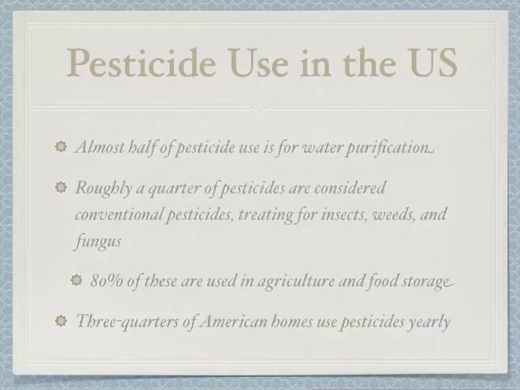Pesticide use in the United States. Currently, almost half the pesticides we use are used for water purification, and then a quarter of the pesticides we used are considered conventional pesticides. These are most likely what you think of when you think of pesticides, treating for insects, weeds, or fungus in crops. 80% of these are used in agriculture and food storage. That will be out of the quarter of the pesticides that are considered conventional pesticides. And also, 3/4 of American homes use pesticides yearly in their own yards or gardens.